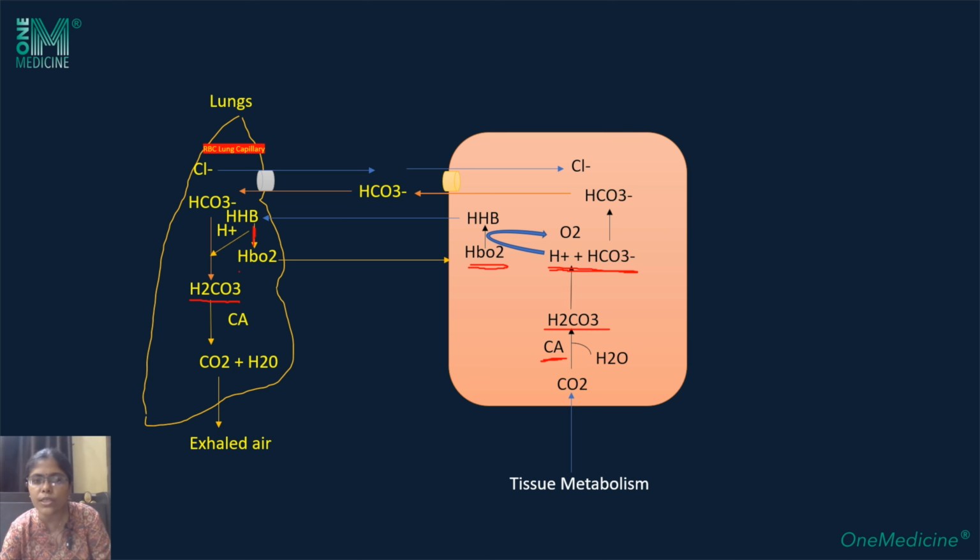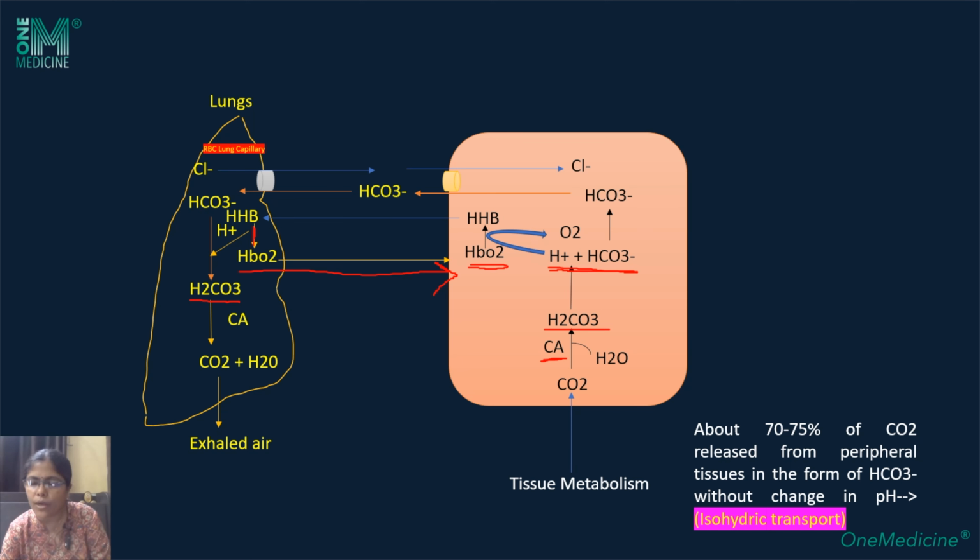Now this oxygenated hemoglobin again goes to the circulation. And in the lung capillaries, when the bicarbonate enters the RBC, the chloride comes out from the RBC. So reverse chloride shift takes place. So this is how the bicarbonate buffer takes a role in controlling the pH of our body.